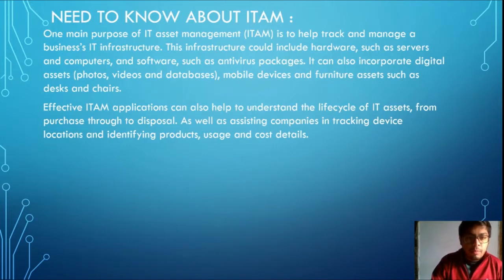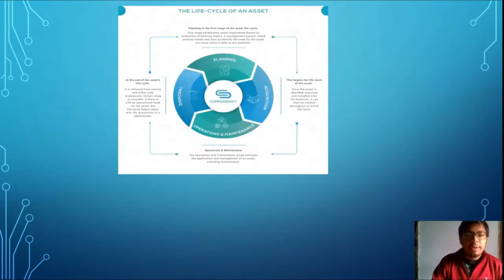Now, moving forward to the life cycle of asset management. The first stage is planning. Planning is the first stage of the asset life cycle. This stage establishes asset requirements based on the evaluation of existing assets. A management system would analyze trends and data to identify the needs for the asset and what value is added to the business. So the first stage is planning. We have to identify our problem, and we would go through the solution.